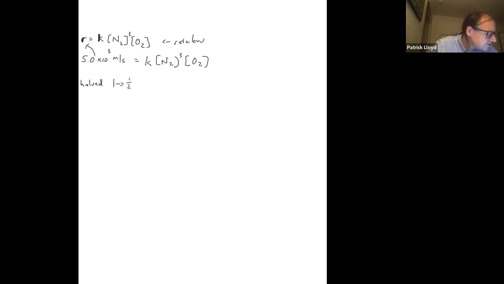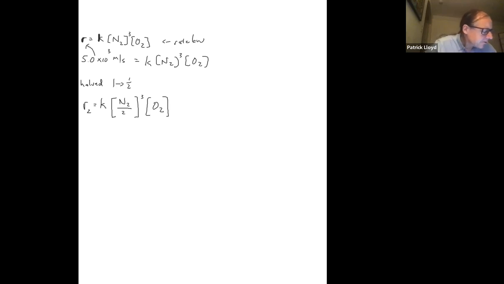So now what I can do here is I can write a new rate, I'll just say R2, is going to be equal to K times N2. Now, what I'm doing is I'm cutting this in half. Cutting something in half is dividing by 2, right? So it said, cut the concentration of N2 in half. And then everything else is the same. The concentration of O2 is the same. The rate constant is the same.